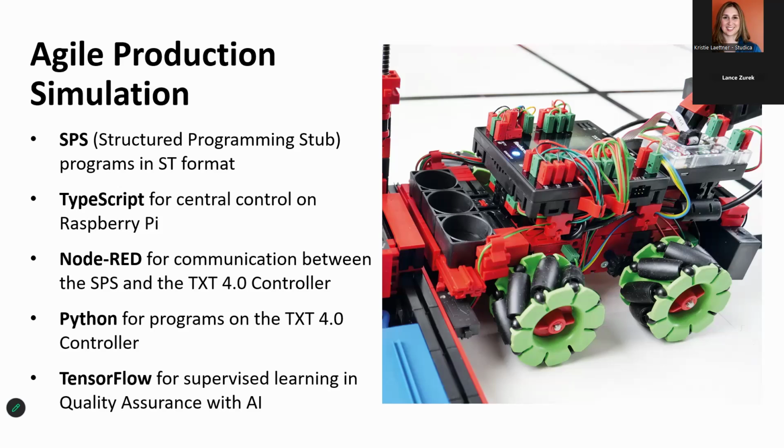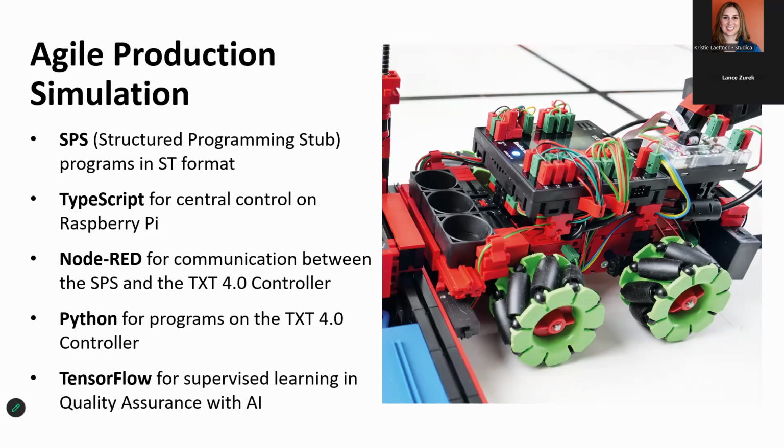Software used on the APS model includes SPS programs and structured text that are used for the PLCs. There's TypeScript for central control on the Raspberry Pi. Node-RED for communication between the SPS and the fischertechnik TXT 4.0 controllers. Python for programs on the TXT 4.0 controllers, and TensorFlow for supervised learning and quality assurance with AI.